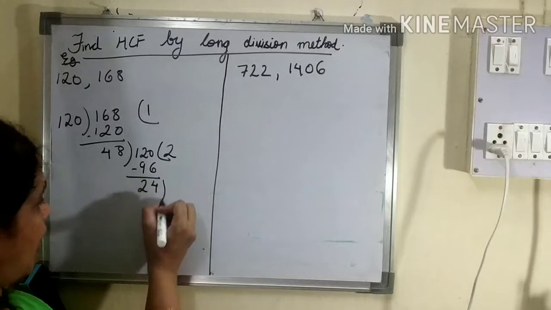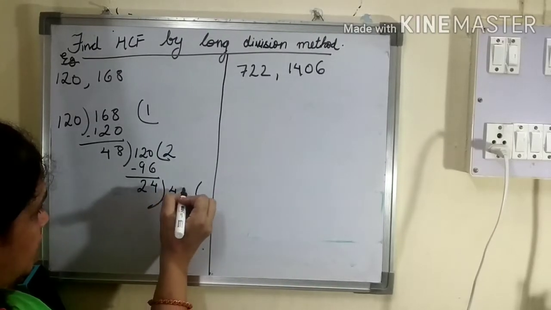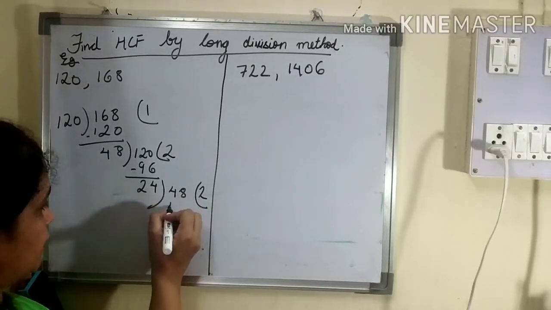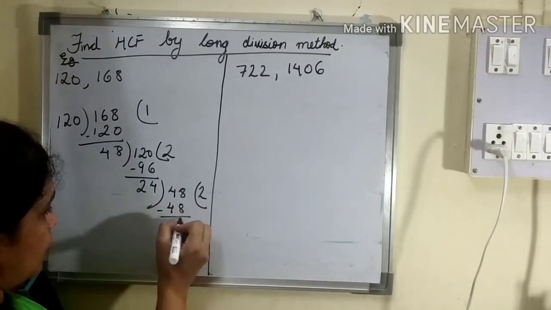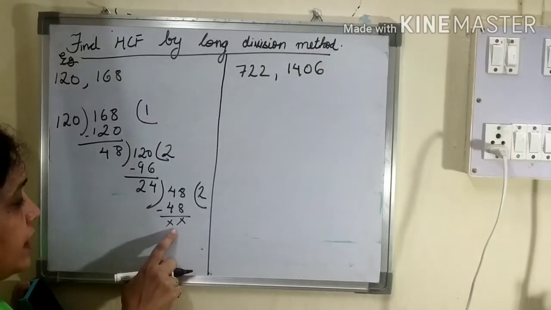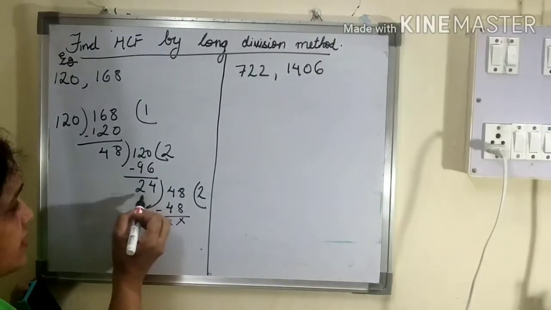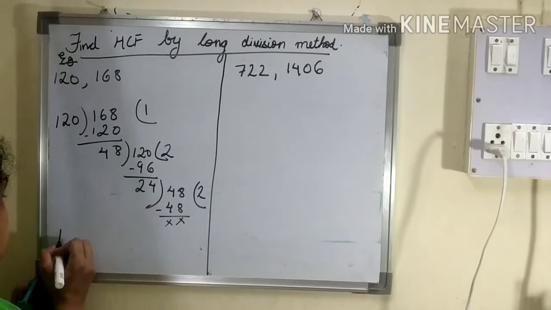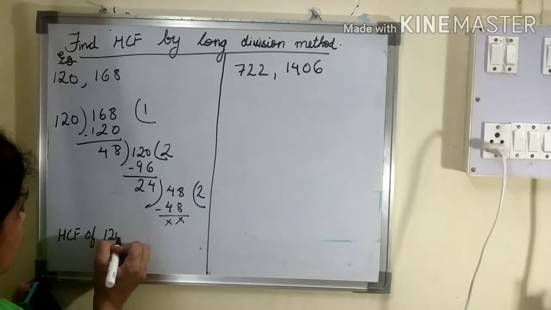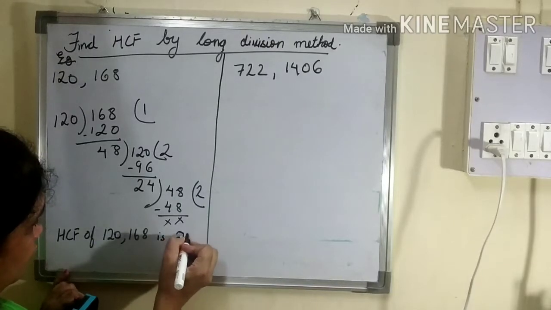Now this will be the divisor, and which will be the dividend? 48 will be the dividend. Now 24 twos are 48. Now no remainder is left, and according to the steps we proceed till we get no remainder. Now this completes our division, and the last divisor becomes the HCF. So the HCF of 120, 168 is 24.